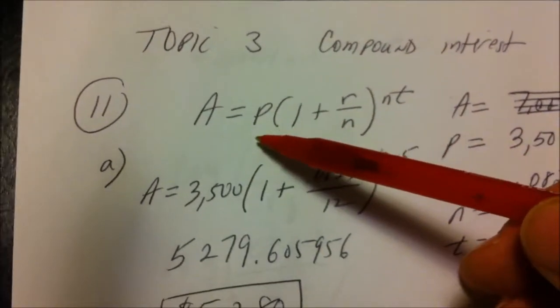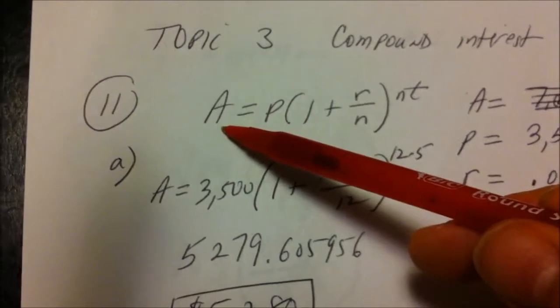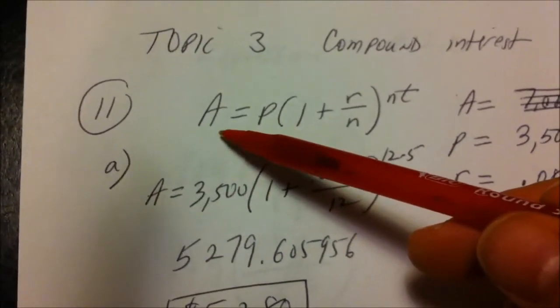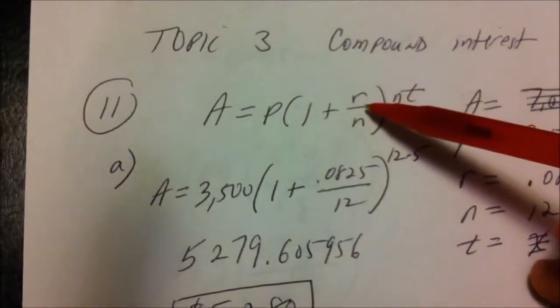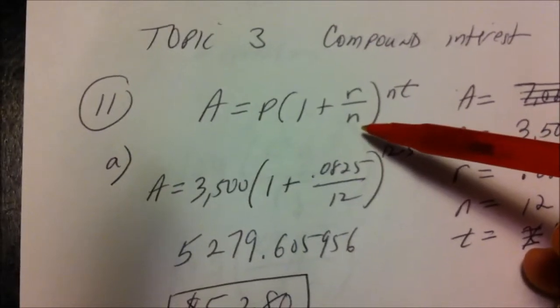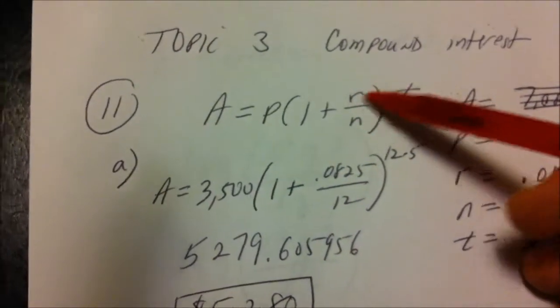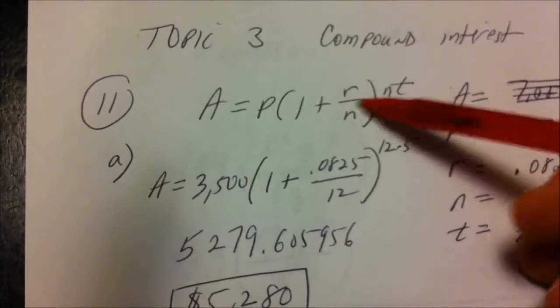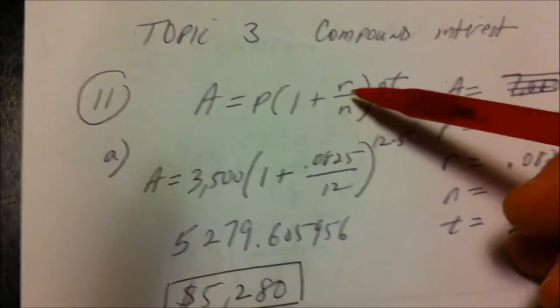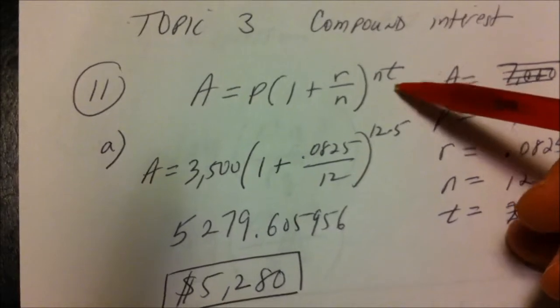P stands for the principal or starting amount. A is the amount with interest, R is the rate, and this must be in decimal. N is the number of compounds. And T is time. And time and rate will always be in conjunction with each other. If this is an APR, an annual percentage rate, this will be years.